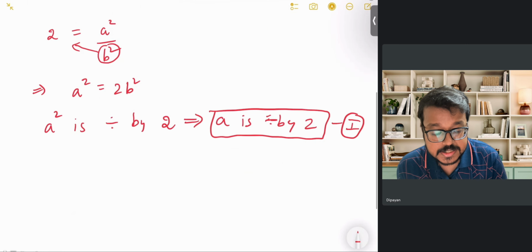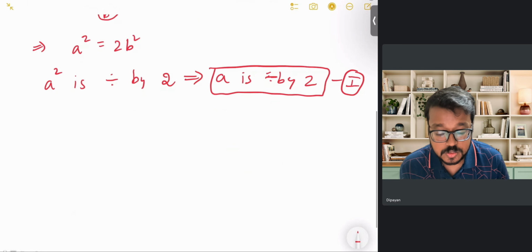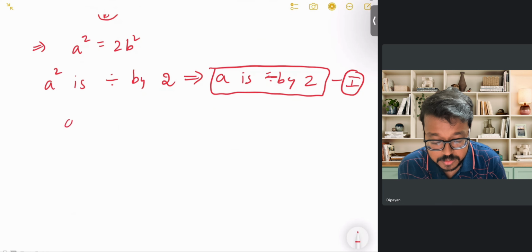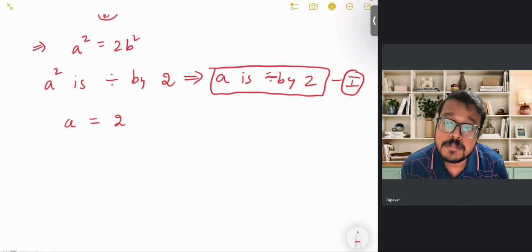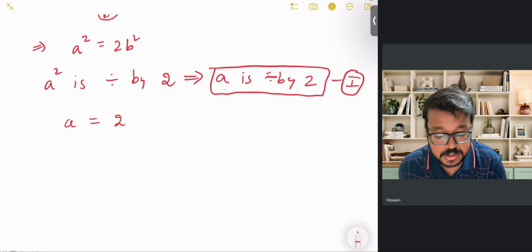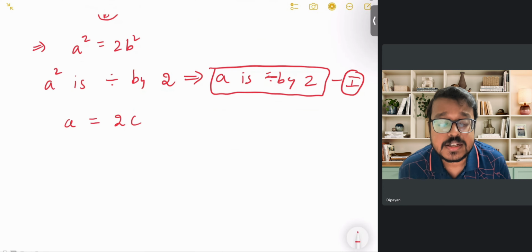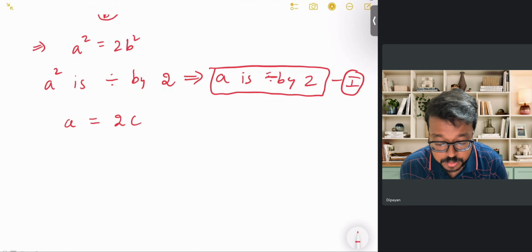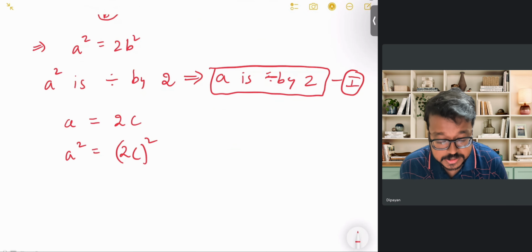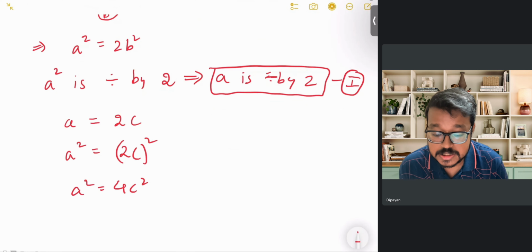Now whenever I say that a is divisible by 2, I can always write a equals 2 times some other number. Let's say that some other number is an integer c. So a, I can write it as 2c. I can square both sides to say that a squared equals (2c) squared. Now (2c) squared is the same as 4c squared. So a squared is equal to 4c squared.